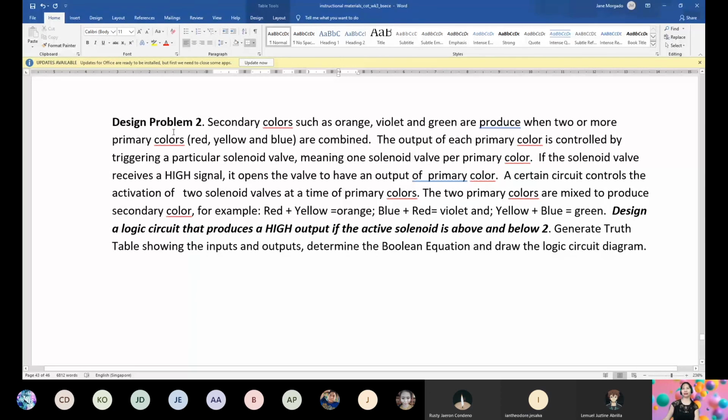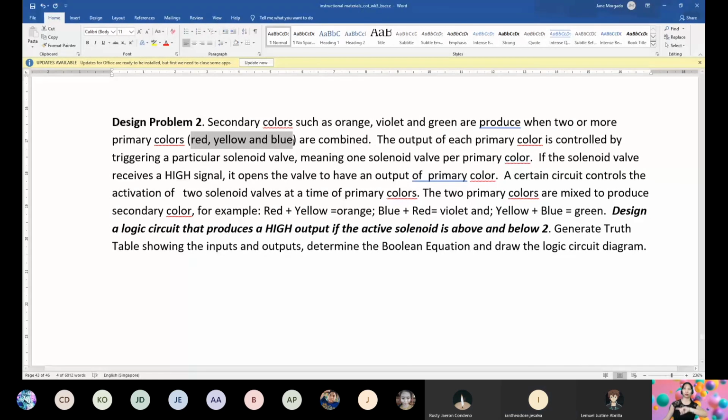Okay, so you have 3 tanks, di ba? 3 inputs, tama ba? Red, yellow, and blue. Okay? May solenoid valve ka sa each color. Tama, class? Yes, ma'am. So we have one solenoid valve for red, one solenoid valve for yellow, and one solenoid valve for blue. Okay?